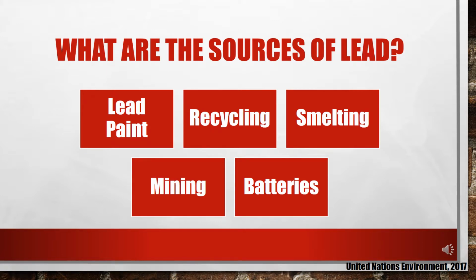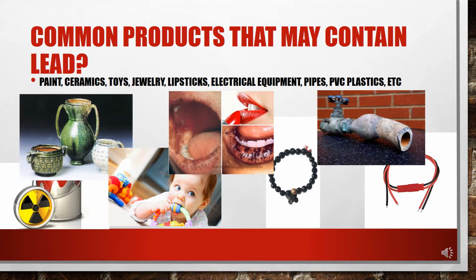For example, when doing my research, I found that Amazon had to remove a recycled water bottle for sale because it may have contained lead. Smelting leads to lead being found in the air, mining leads to more dig-up of rock and soil that contains lead, and batteries are also a source of lead as well.